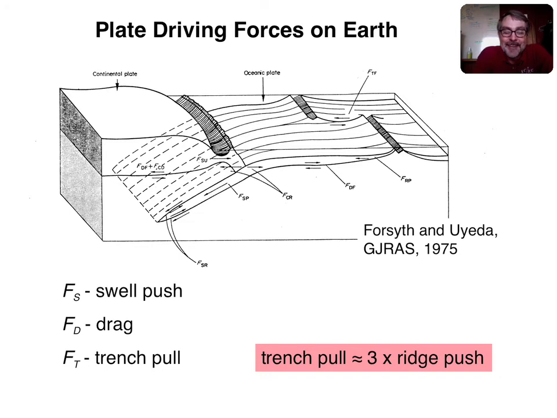Anyways, it explains the forces driving the plates, and there's basically ridge push force or gravitational sliding force, and that's where the plates slide off the ridge axis. Then there's the drag force, which is basically a force at the base of the plate as the plates slide over this viscous asthenosphere, and then there's the trench pull. And it turns out the trench pull force is probably three times bigger than the other one. So this is the main driving force for plate tectonics. Next slide.